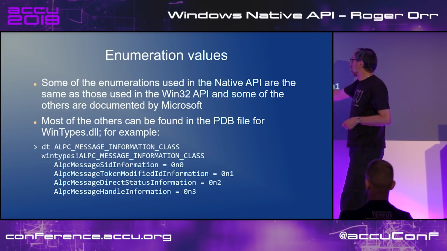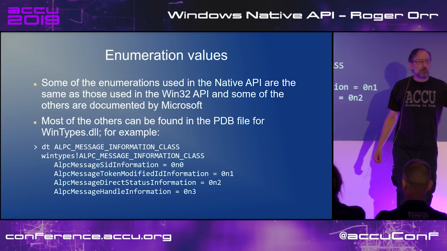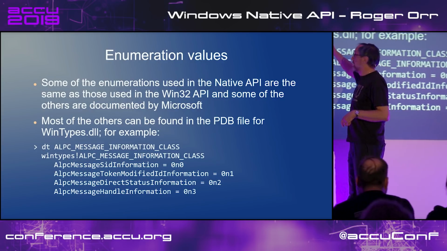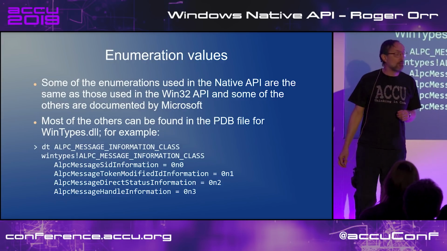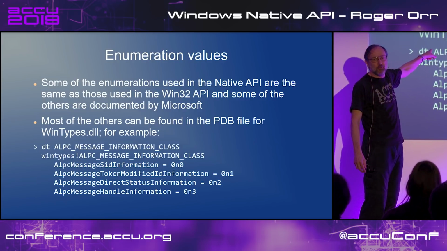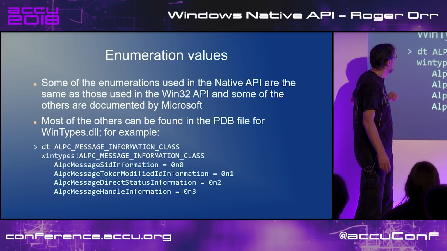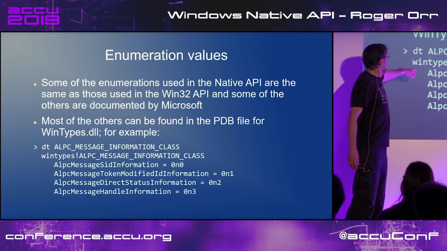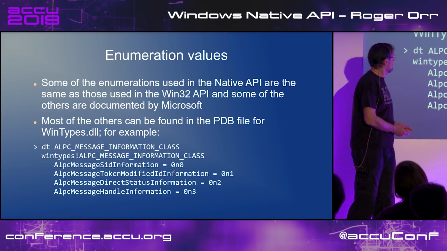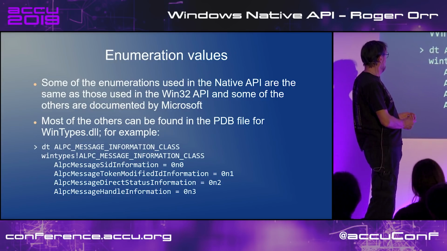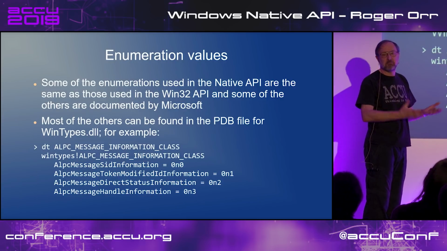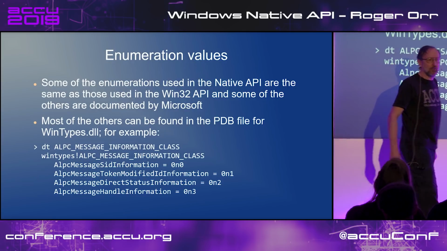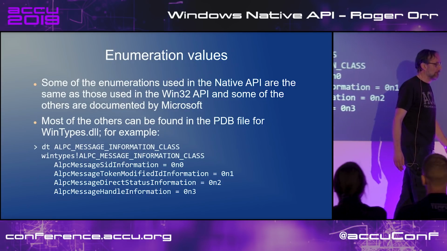So, for example, I tried this earlier and then I couldn't get the PDB symbols down, so I'm sticking with what's on the screen. You run up WinDbg. There's also WinTypes.dll, that was the other one. I don't know, that one I kind of guess makes sense. They've put all the type information there, but Ole32 also does it. And you go dt in WinDbg, ALPC message information class, and it gives you all the types. So message SID information, token modified information, direct status information. Yeah. If you're programming in that sort of space, some of these will make complete sense, and you'll think, oh, that's interesting. Wonder how I make use of that.